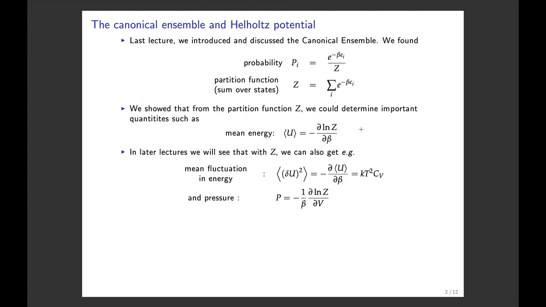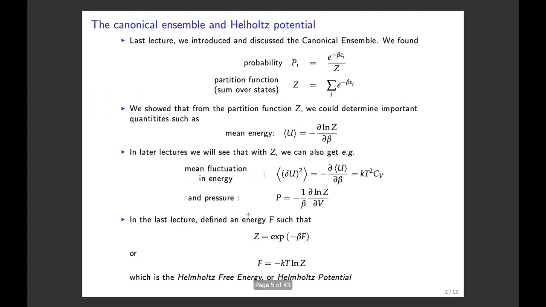In later lectures, we'll see that once we have the partition function Z, we can get a number of quantities. For example, we can find the mean fluctuation in energy given by this derivative, which, as you'll see, is a second derivative of the partition function, or Helmholtz potential. And in other systems, we'll see if we can find, for example, the pressure.